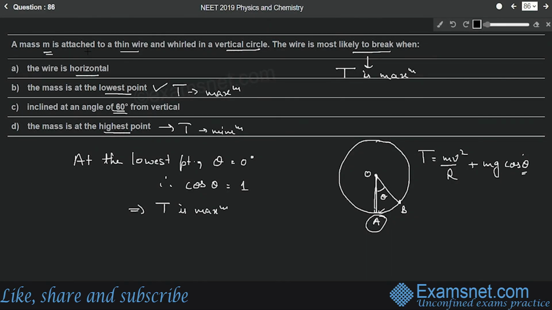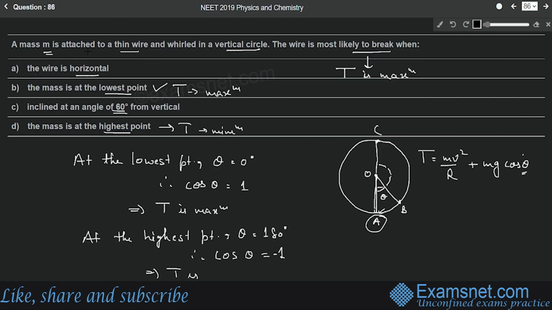Now if we talk about the highest point, that means at this point, suppose this is point C, the angle becomes 180 degree. So theta is equal to 180 degree here. Therefore cos theta, that means cos 180 degree, becomes -1. Therefore tension is minimum here, because the cos term is negative. So I hope you understood why tension is maximum at the lowest point, and therefore the wire is most likely to break at this point.